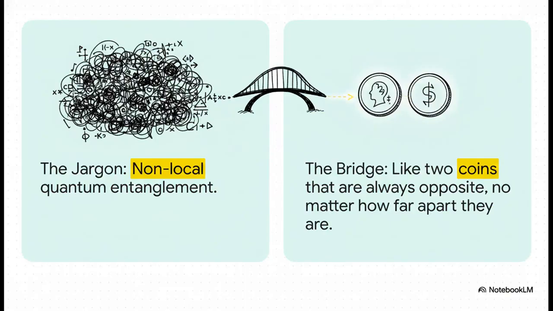Okay, look at this example. On one side, you have non-local quantum entanglement. I mean, that's a phrase that makes most of us just want to run for the hills. But look at the bridge, like 2 coins that are always opposite. And just like that, the fear is gone. You've got a mental picture. You kind of get it, even without the physics degree. That is the power of a good bridge.